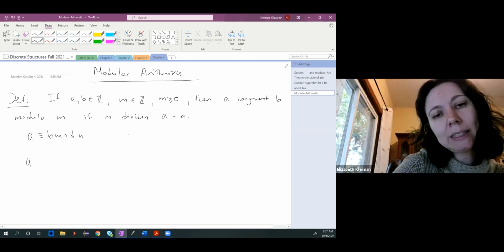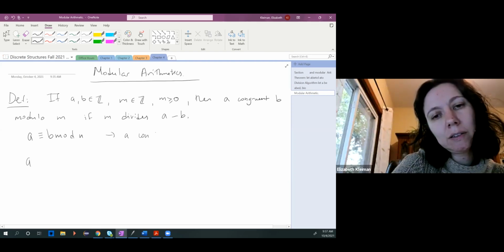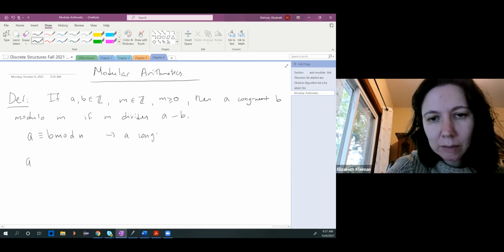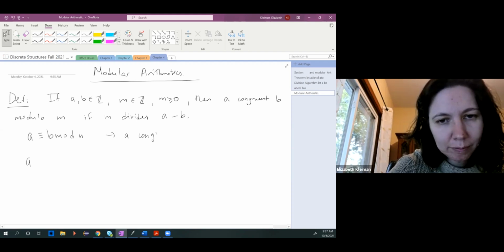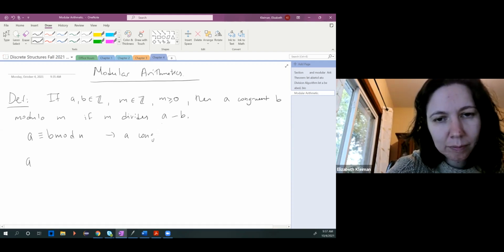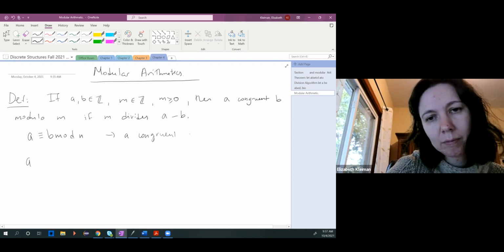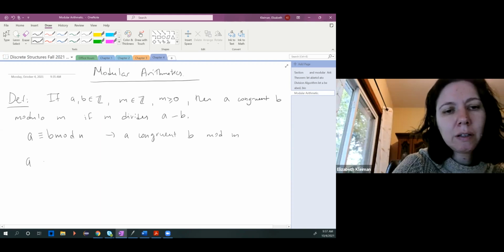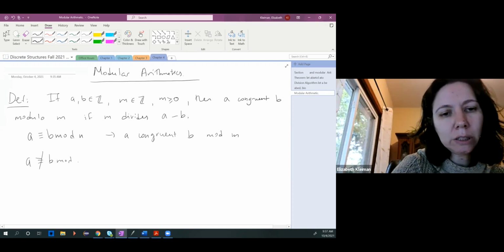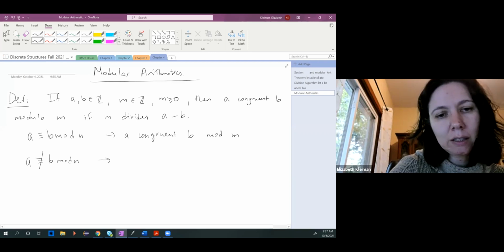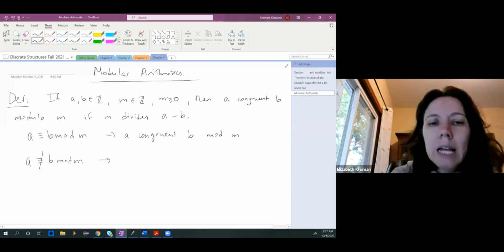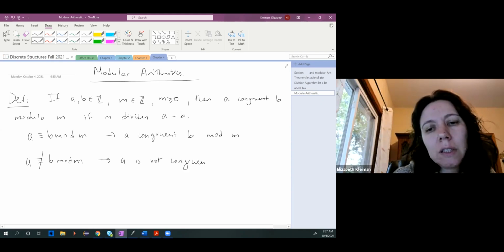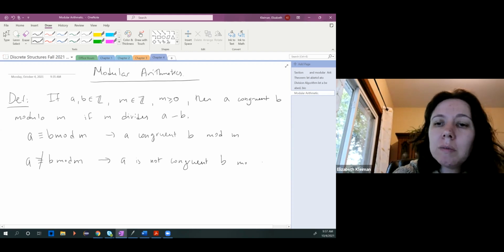Now, this means A is congruent to B mod M. If you want to say not, you're going to cross the congruence sign. This is going to say mod M: A is not congruent to B mod M.